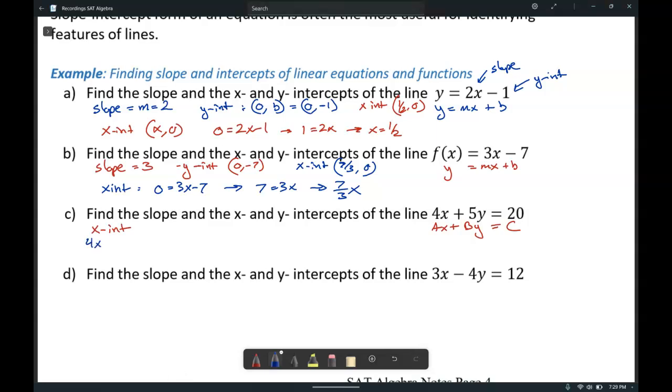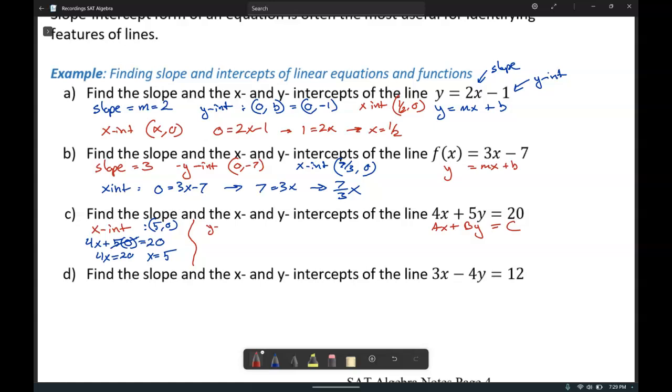So if we take 4x plus 5y equals 20 and we replace the y with 0, what actually happens is that we can cancel out this term and we're left with just 4x equals 20. And from here, it's just a one-step equation. We just divide both sides by 4. x equals 5. We have our x-intercept of 5, 0.